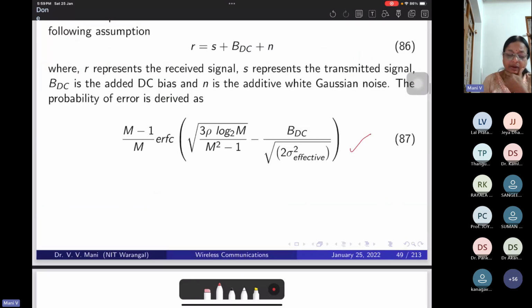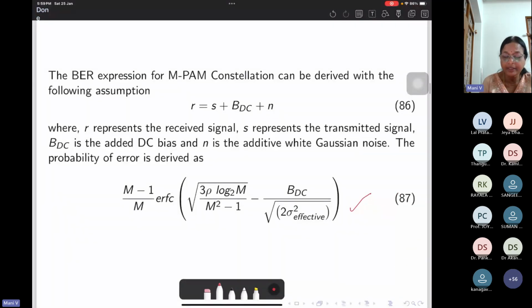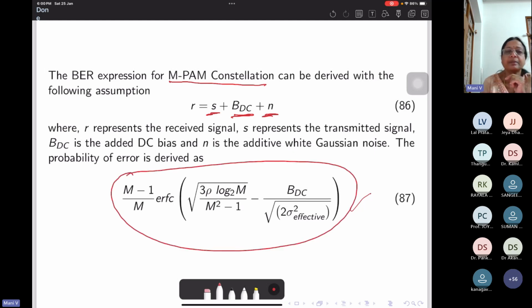We have also computed for this M-PAM using the channel matrix of our visible light communication. Using this B_DC, we formulated the probability of error for your M-PAM system. M-PAM for VLC, M-PAM VLC modulation scheme.